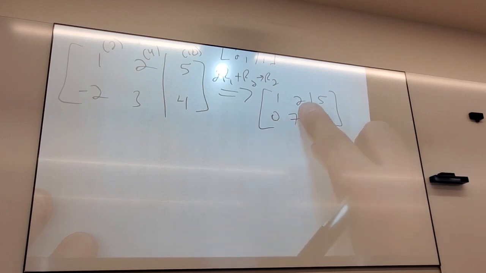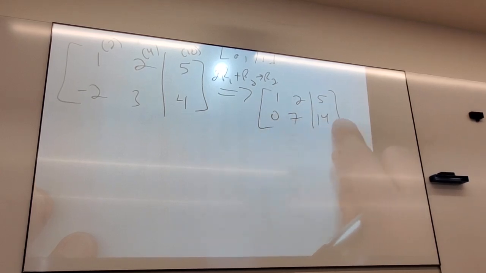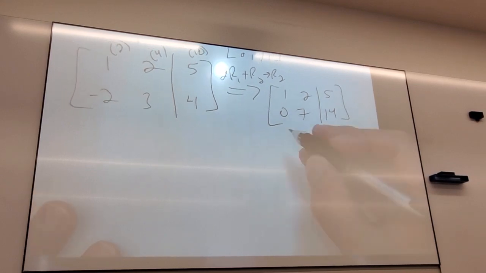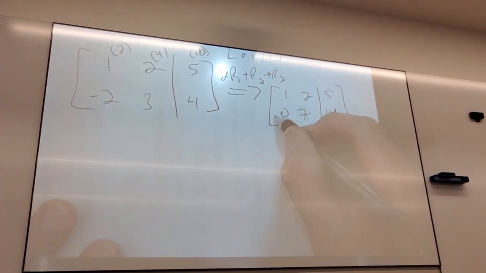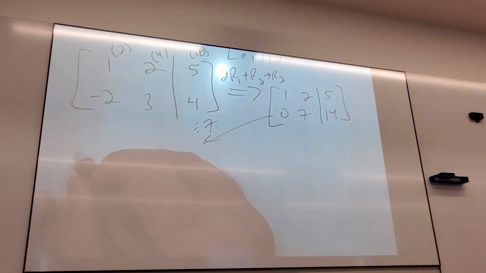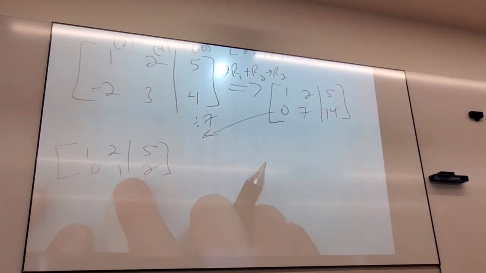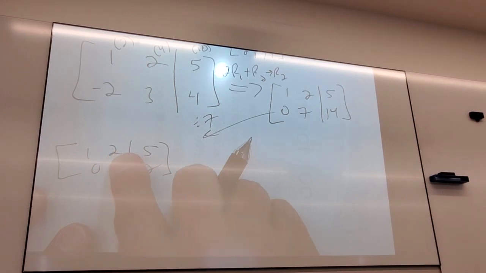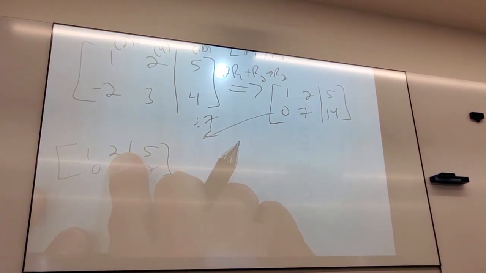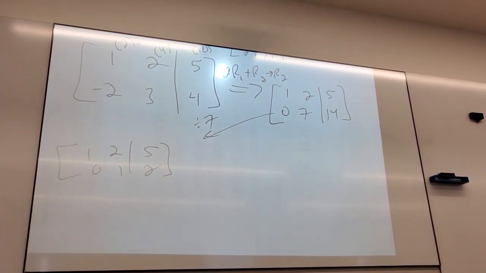I don't want to work with the 7 and the 2, but thankfully, row 2, what can I do? Divide by 7. So I get 1, 2, 5, 0, 1, 2. And now I can use that row to kill that 2, right? You guys kind of with me? I multiply by negative 2, add it. So it should just have been a couple steps.